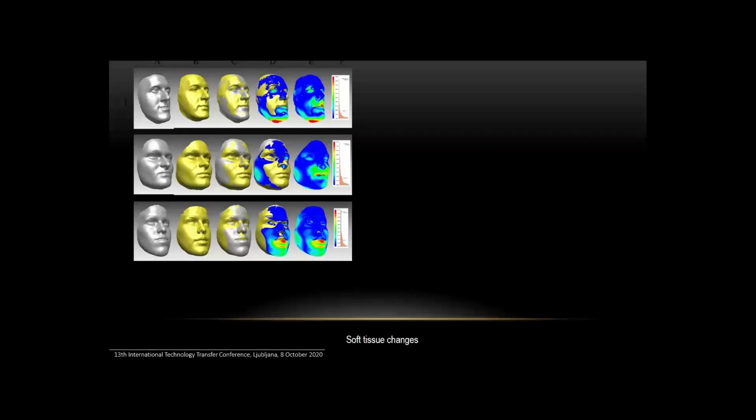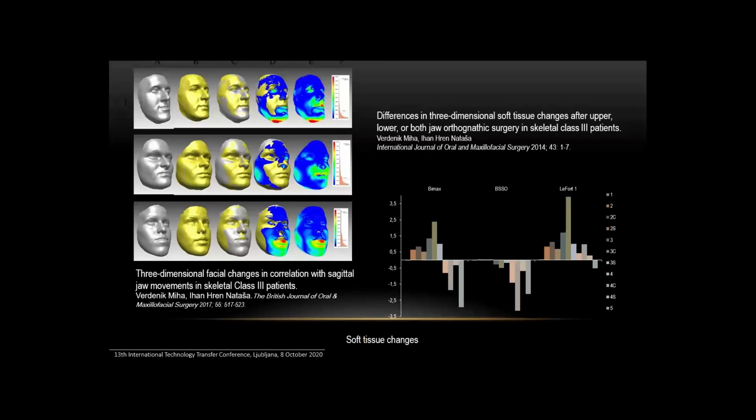And we actually calculated these ratios, and we found out that this ratio is smaller than we expected, and it is a fact that soft tissues follow bone movements at most for half and differently in different facial areas. That was a result of our study published in a good review in 2017.